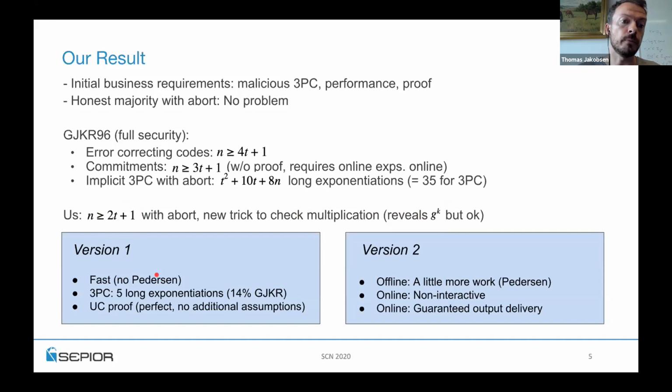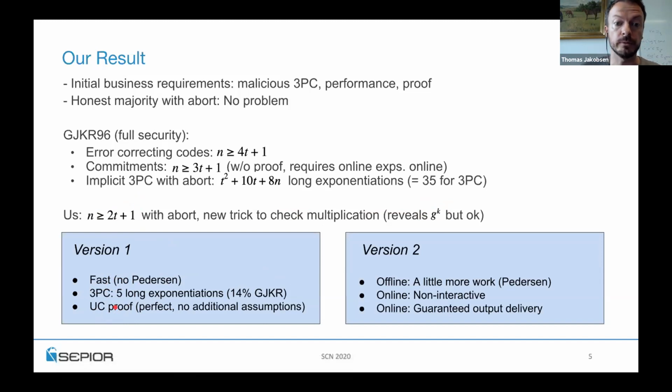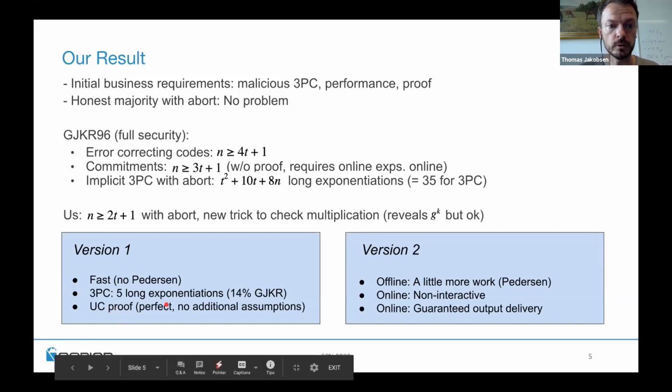So we actually came up with 2 versions. The first one is very fast. We avoid any use of Pedersen commitments. When running with 3 parties, I mean 3 servers for doing the signature, we only require 5 long exponentiations, which is something around 14% of the previous result of Gennaro. And then we have a full UC proof, in fact, with perfect security.